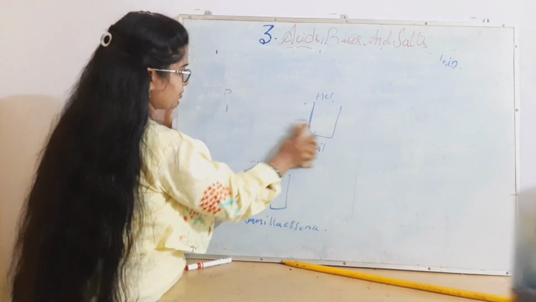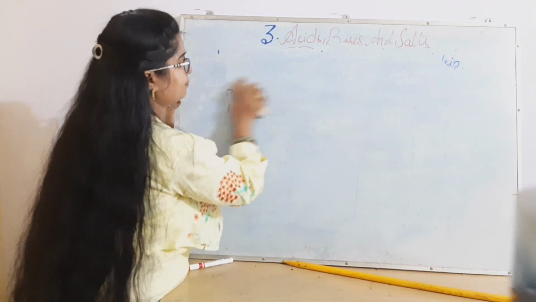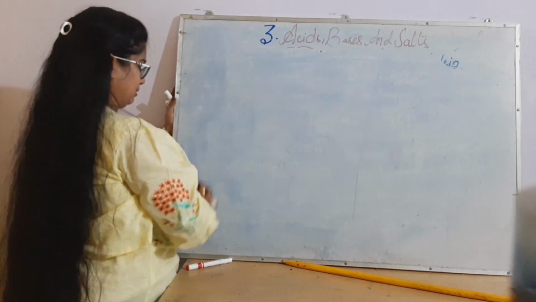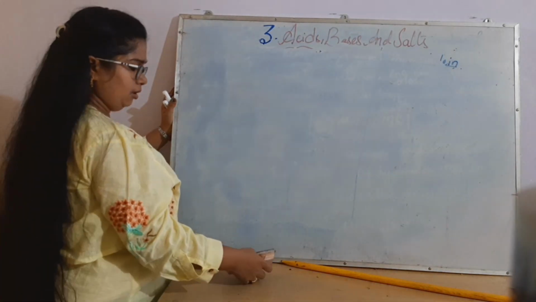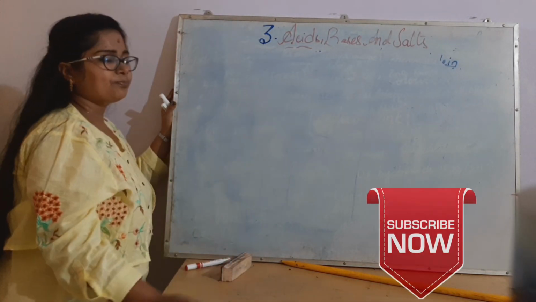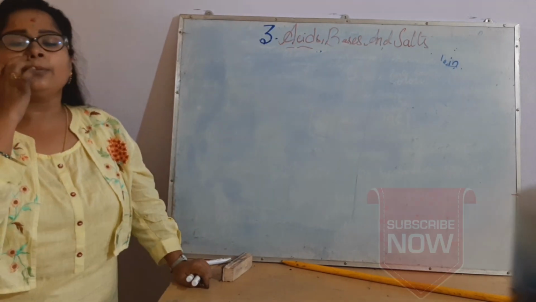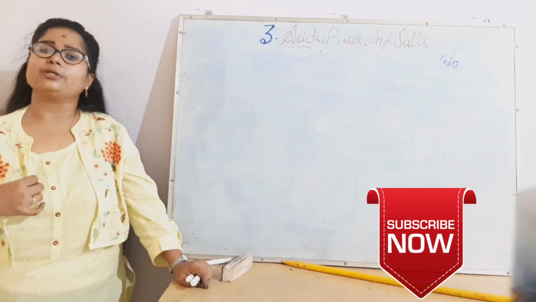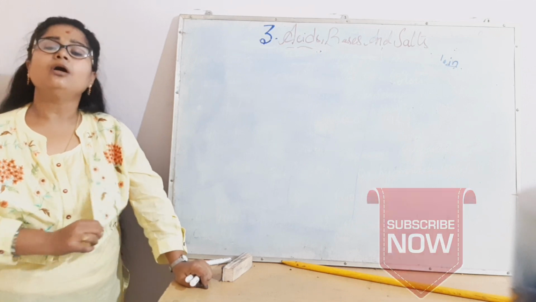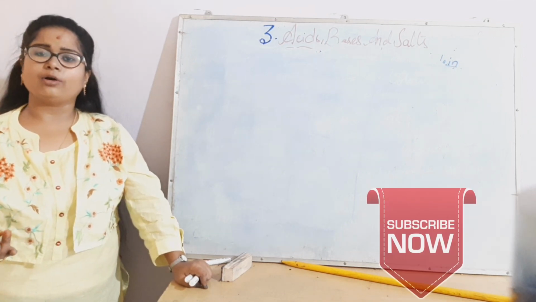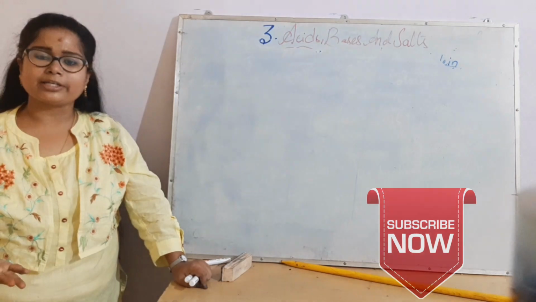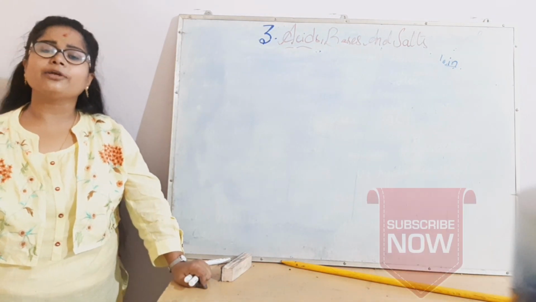I hope you understood well. So, acids, bases, indicators: blue litmus paper, red litmus paper, methyl orange, phenolphthalein, olfactory indicators. I hope you understood everything.